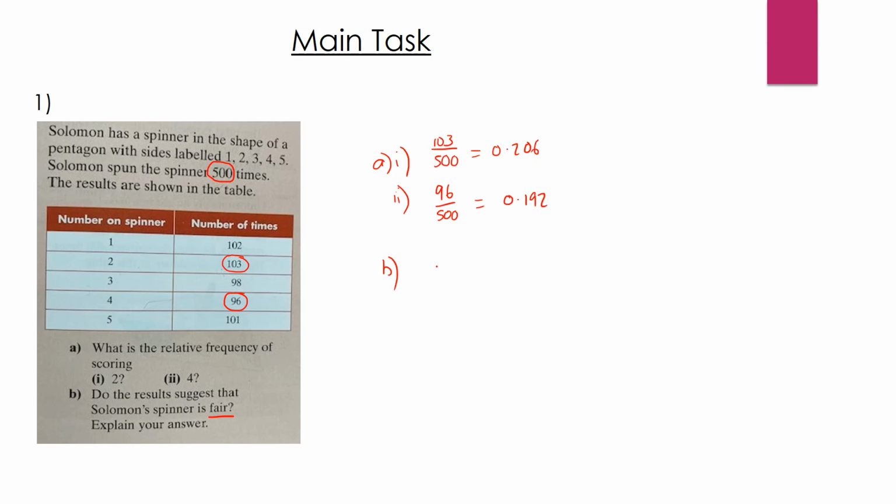Well, if they were fair results, then the probability of it landing on a 1, 2, 3, 4, 5 is 1 out of 5. So if we find a fifth of 500, because there was 500 trials, so we divide 500 by 5, which gives me 100, we would expect each of the numbers to land on 100 times each. But in an experiment, we get lots of different outcomes. But if I have a look at all these outcomes in the table, they're all very close to 100. So that would suggest to me that the results are fair on this spinner.